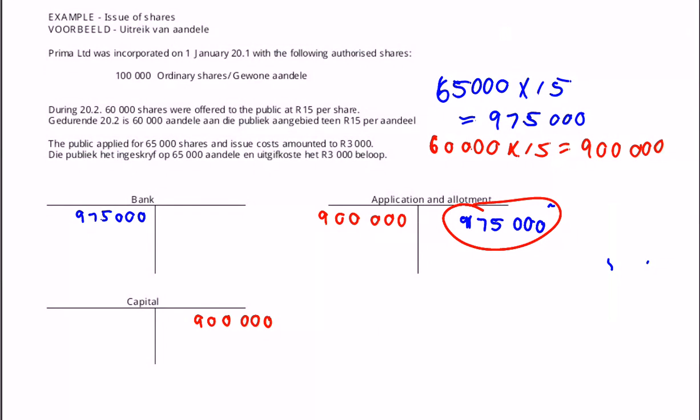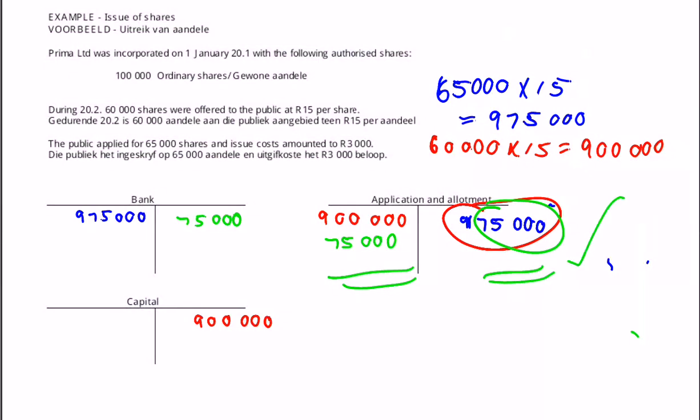However, the other 75,000 Rand, that was the money that was oversubscribed, in other words, I need to do something with that because this account needs to come to zero. So I'm not going to be giving them shares, which means I need to pay that money back. So I debit my application and allotment account because I need to pay the money back, and I credit my bank account for the flow of the money. And now this account has zeroed out.